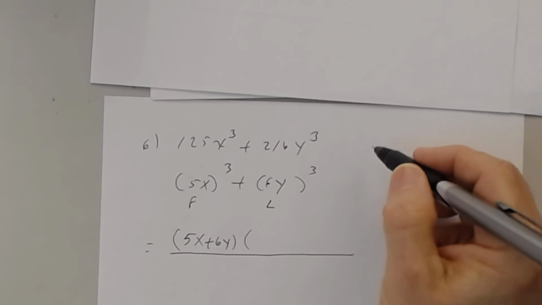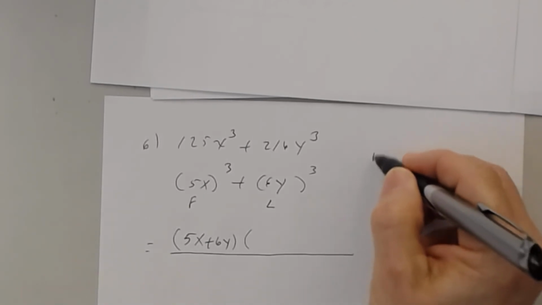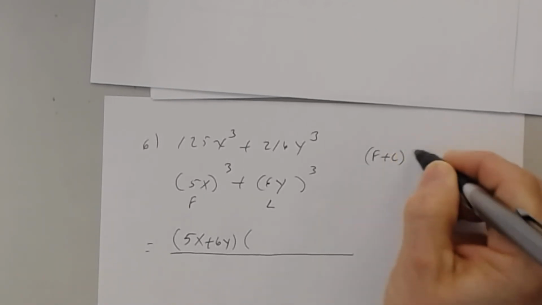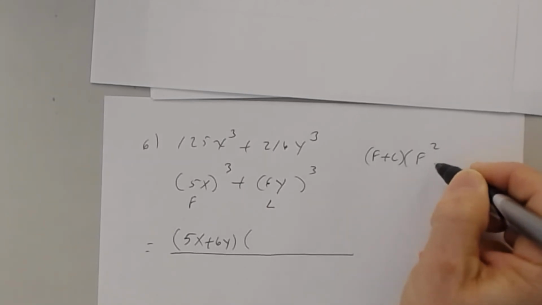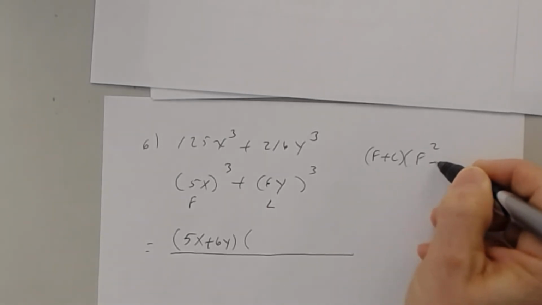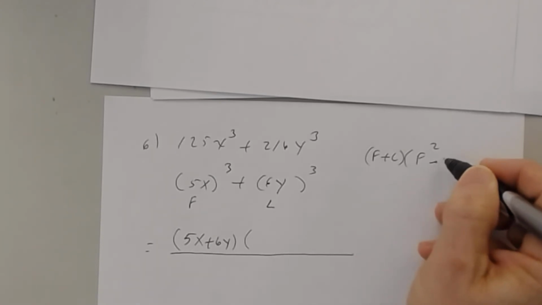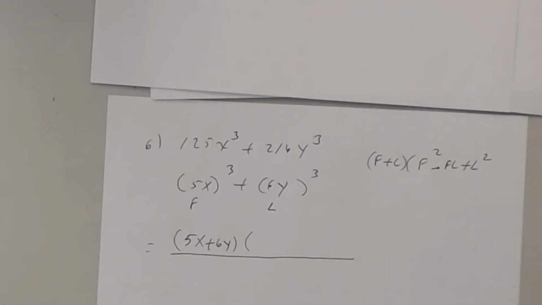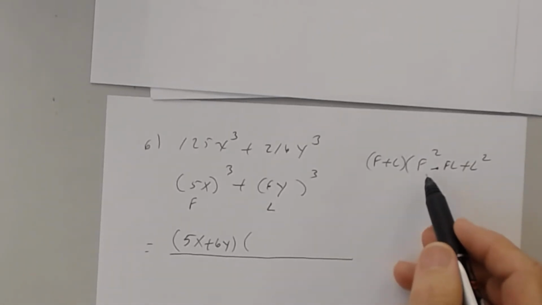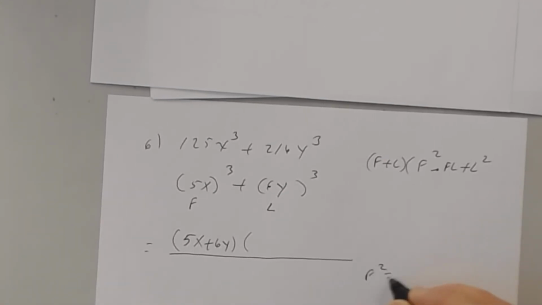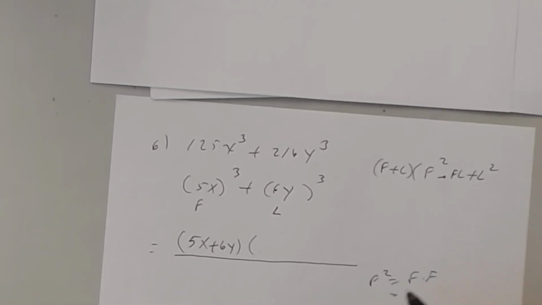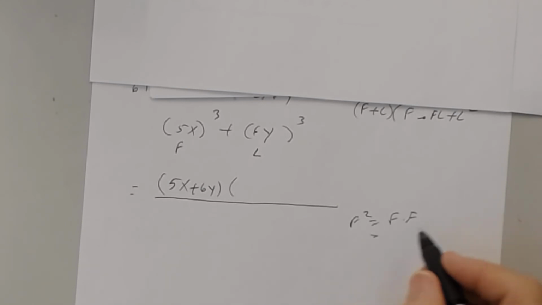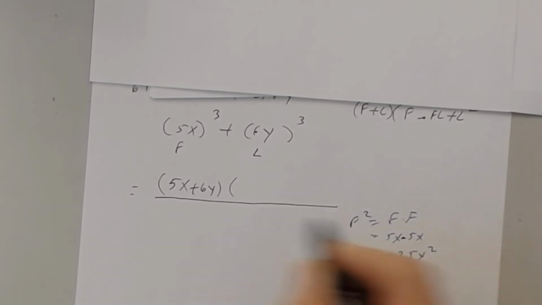All right, let's talk about the trinomial now. Remember, we're factoring the sum of two cubes. So it's F plus L times F squared, then what else? Minus, use your formula, it's in front of you. Minus what? FL, and then plus L squared. F squared means F times F. What's F in this case? 5x. What's 5x times 5x? 25x squared. So there's my first.